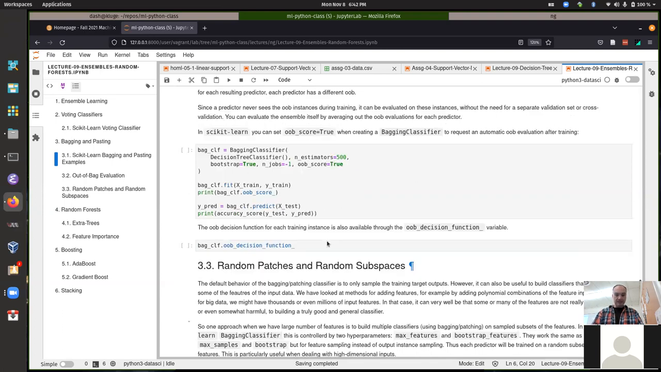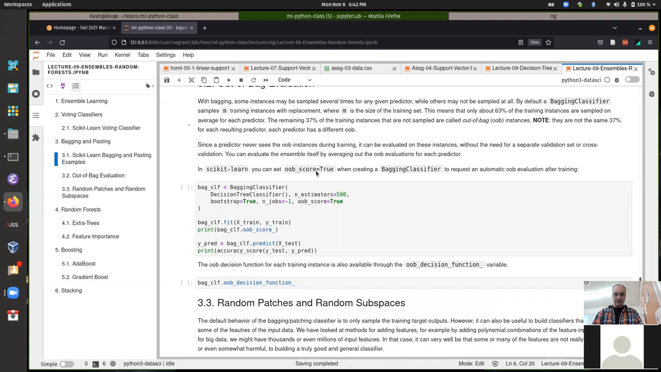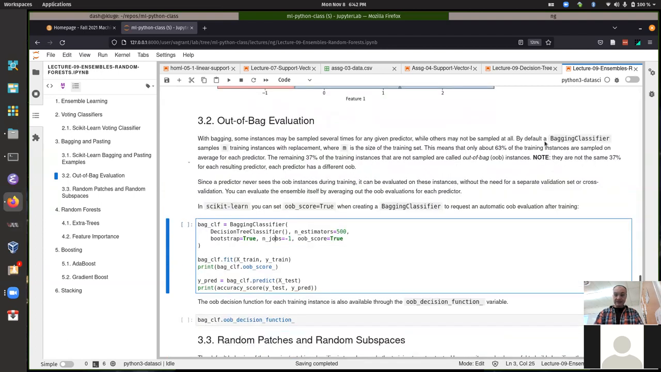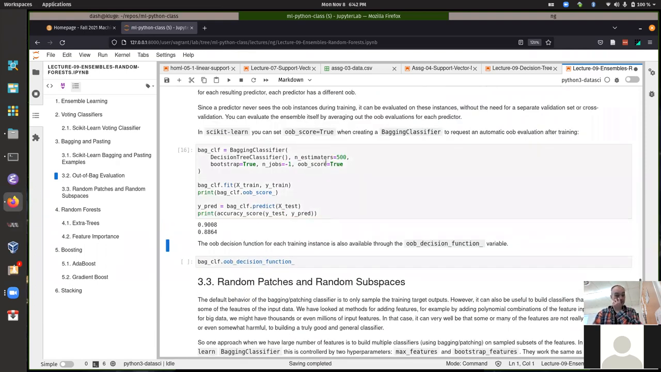So there are more variations. Here we do this with the so-called out-of-bag evaluation, which has some similarity to cross-validation. You do it like this.